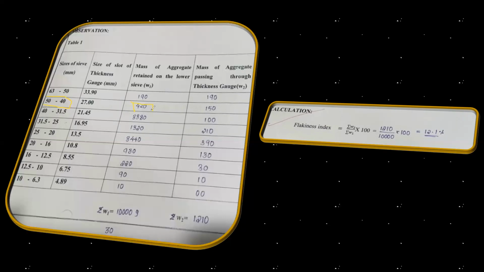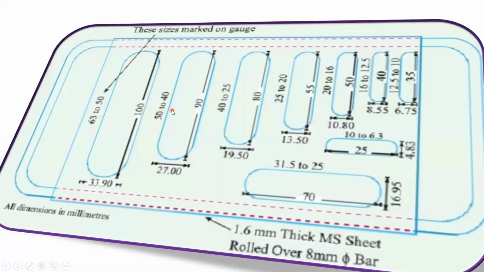And out of that 420 grams retained, let us say this much amount of aggregates you got. Now this aggregate you're going to pass through a slot of 27 mm. How are you going to find it? You have to go back to the thickness gauge. Let me quickly take you there. 27 is written here. So through this thickness gauge, I'm going to pass my aggregates one by one.